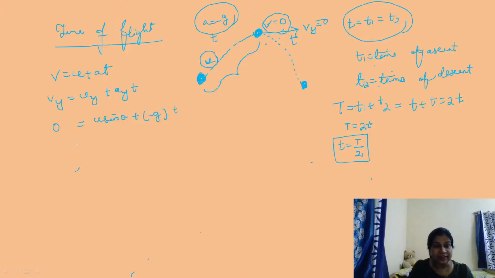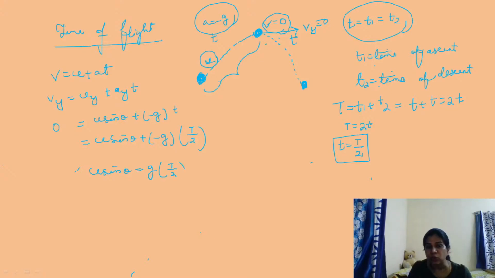So here I can write it as that is equal to u sin theta plus, in place of g put minus g, and in place of t put capital T divided by 2. So now if I go on simplifying, u sin theta is equal to g multiplied with t by 2. So that implies I can write, is it clear up to now?